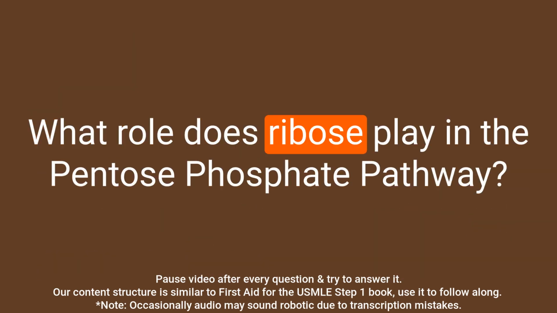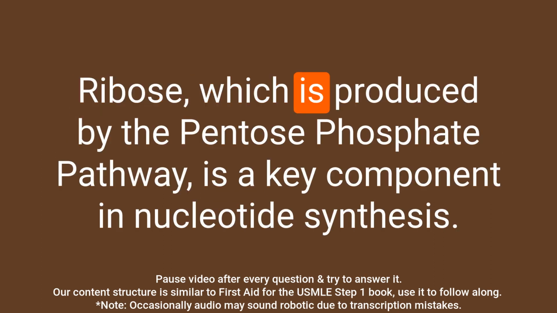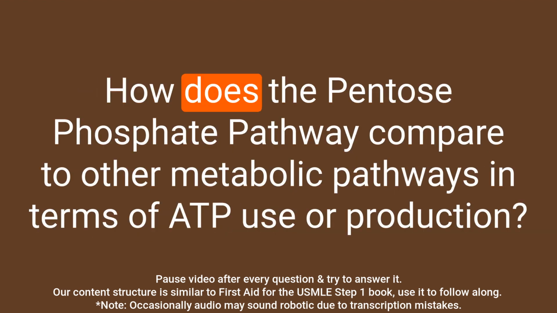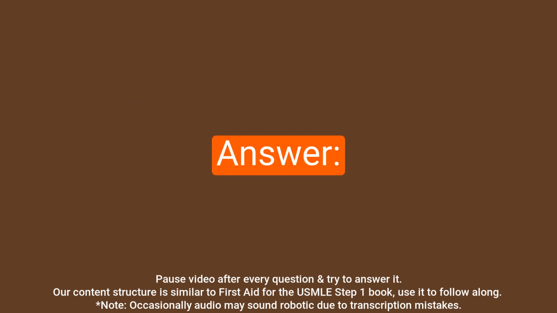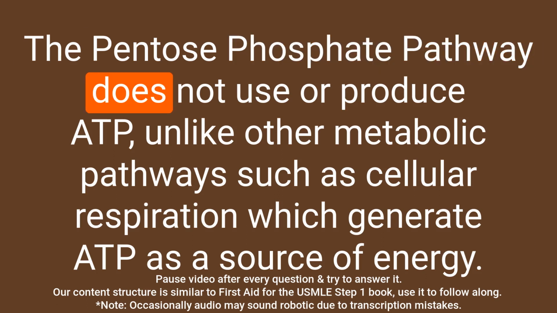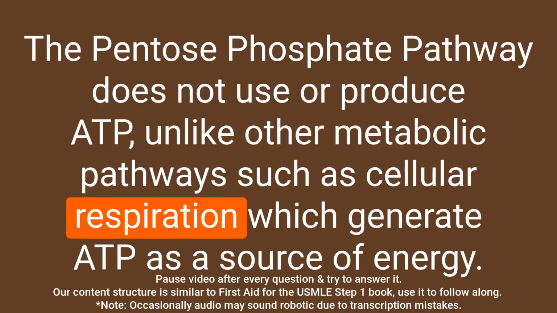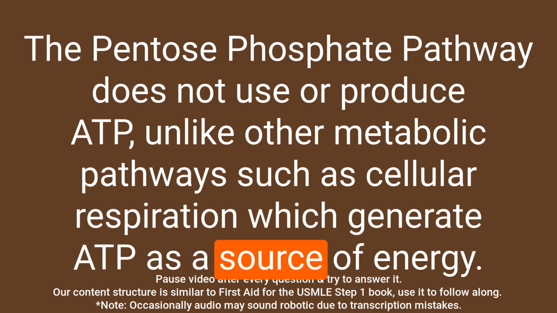Question: what role does ribose play in the pentose phosphate pathway? Answer: ribose, which is produced by the pentose phosphate pathway, is a key component in nucleotide synthesis. Question: how does the pentose phosphate pathway compare to other metabolic pathways in terms of ATP use or production? Answer: the pentose phosphate pathway does not use or produce ATP, unlike other metabolic pathways such as cellular respiration, which generate ATP as a source of energy.